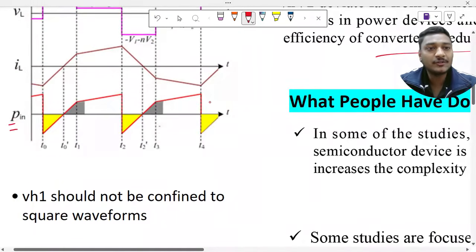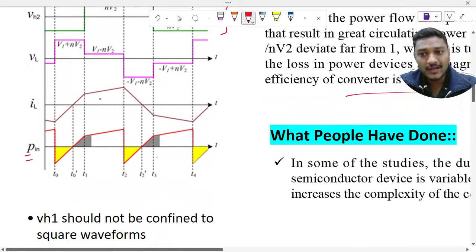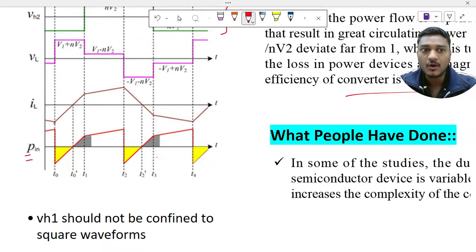We are talking about the extended phase shift modulation, but what is extended phase shift modulation? Why, how did this particular concept come? We know that this is the area where the backward power flow is happening, right? At this time my current is going from some negative value to a positive value. So this is the area where my backward power flow is happening.